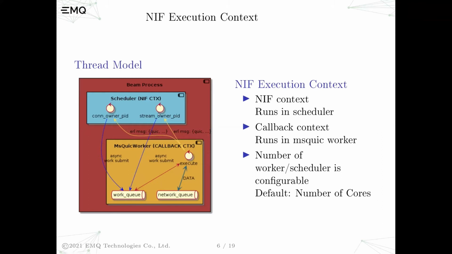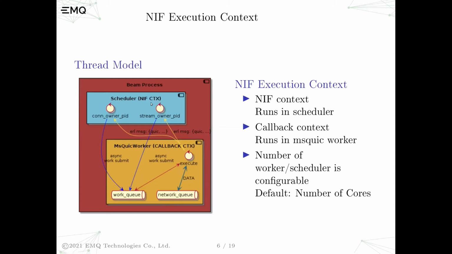And that's the blue arrow. In the callback context, the MsQuic worker will just shoot those events to the process by Erlang message, as you can see. I will talk about those messages later. The MsQuic worker also handles the data or the QUIC raw messages from those network queues. So basically the worker is handling those two queues.